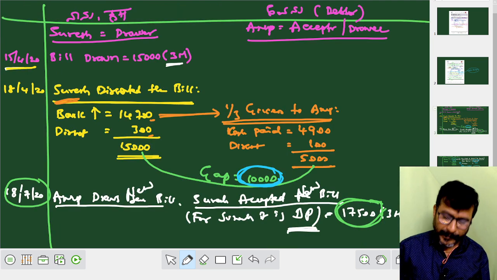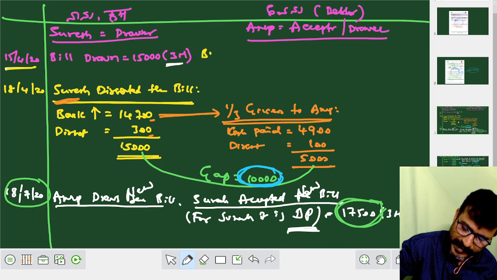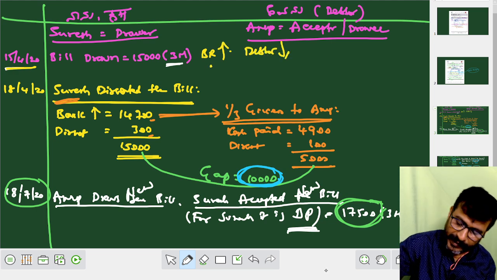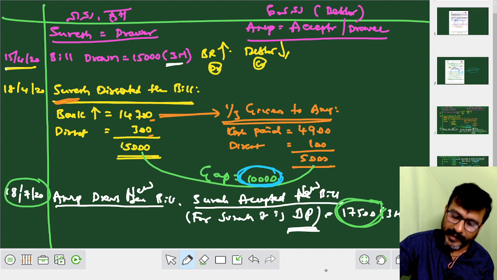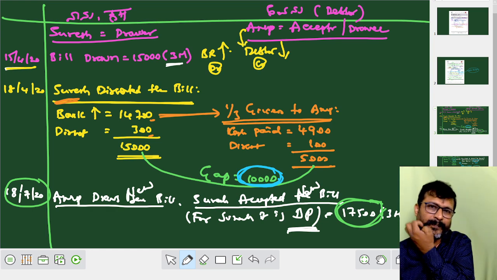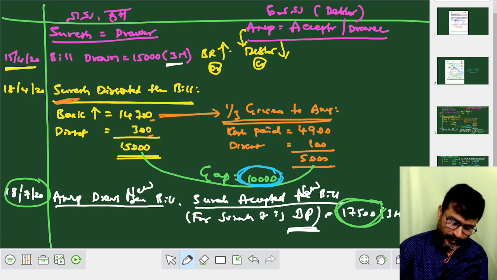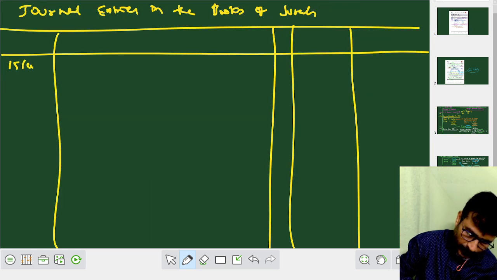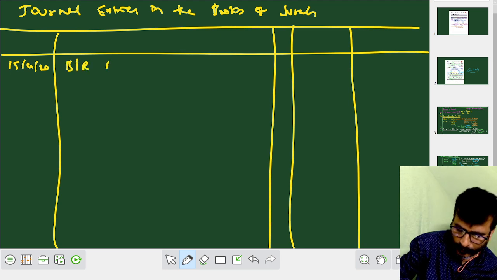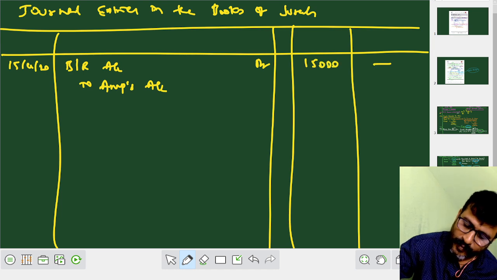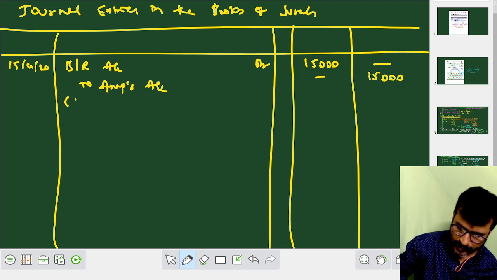15th April 2020, bills drawn means bills receivable increased, debtor decreased. BR increased means debit, debtor increased means credit. Who is debtor time being? Anup is a debtor. Now the journal entry is bills receivable account debit to debtors account. What is the date? 15th April 2020. Bills receivable account debit to Anup's account, 15,000 dash 15,000, being bills drawn.